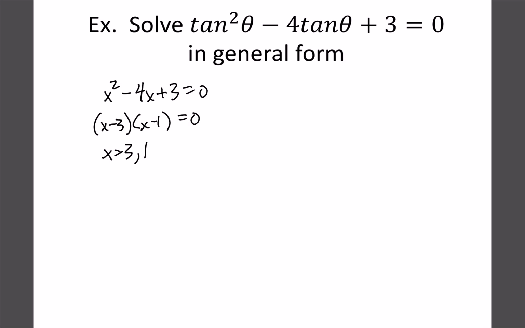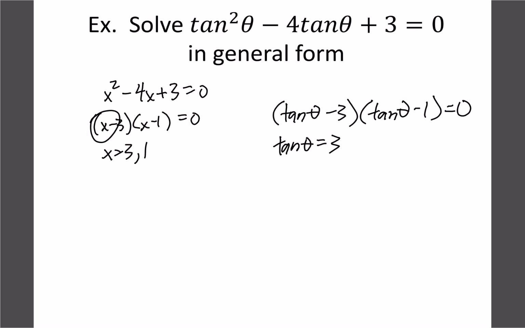So what we want to do with these kinds of questions is approach it the same way. The only thing that's different is our x now is actually tan theta. So our factors are tan theta minus 3 and tan theta minus 1. Now we want both of these to be equal to 0, so we'd have tan theta equal to 3, just like we did over here. And then a second equation of tan theta equal to 1. We're just moving the 3 to the other side to make it a positive 3, and the 1 to the other side to make it a positive 1, and now we're done.